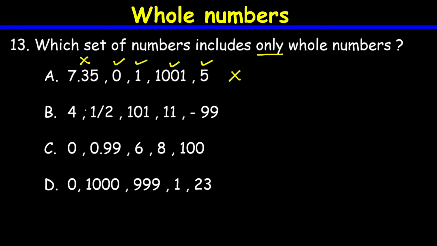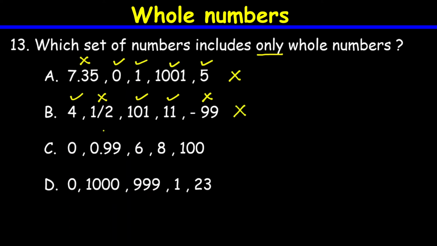In choice B, 4 is a whole number, but 1 over 2 is not a whole number because 1 over 2 is a fraction and whole numbers do not include fractions. 101 is a whole number, 11 is a whole number. Negative 99 is not a whole number because negative 99 is a negative number and whole numbers do not include negative numbers. Therefore, in this set of numbers, because 1 over 2 and negative 99 are not whole numbers, choice B is not the correct answer.